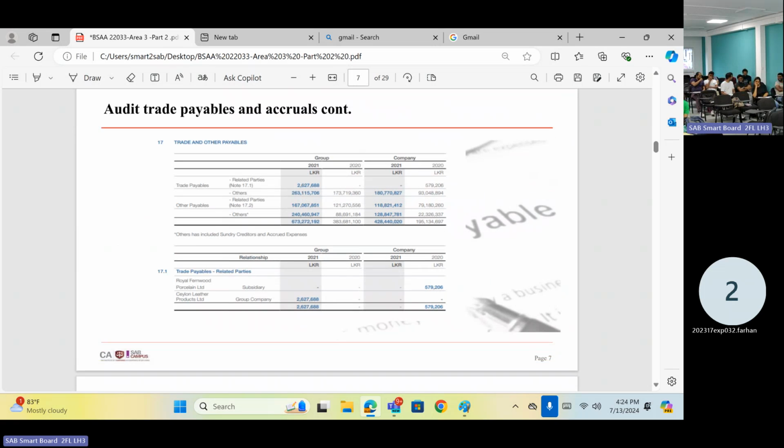So here you have trade payable and other payable. Other payables contain related party payable and different other payables. See, related party payable considers different amounts, right?